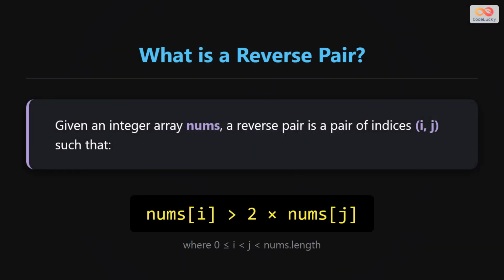First, let's define the problem clearly. We are given an integer array called nums. We need to find the number of pairs of indices i and j, such that i is less than j, but the value at i is strictly greater than 2 times the value at j. This is a specific type of inversion.